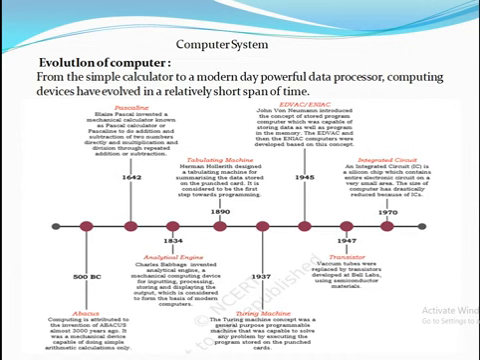Afterwards, in 1945, EDVAC and ENIAC, two computers, were developed based on the concept of stored programs, a computer capable of storing data as well as program in the memory. Afterwards, in 1947, transistors were used in place of vacuum tubes. In the 1970s, ICs, integrated circuits, were used, and integrated circuits reduced the size of computers.